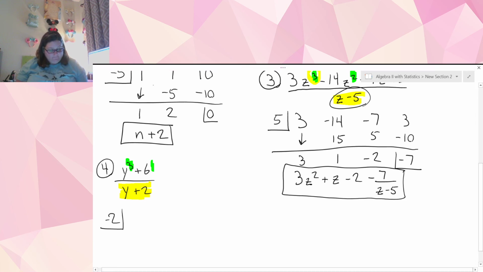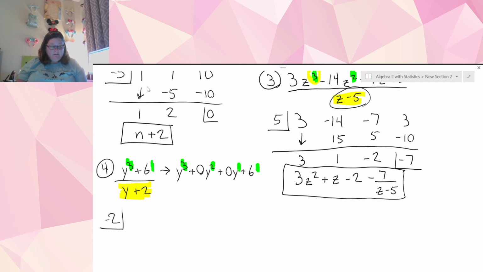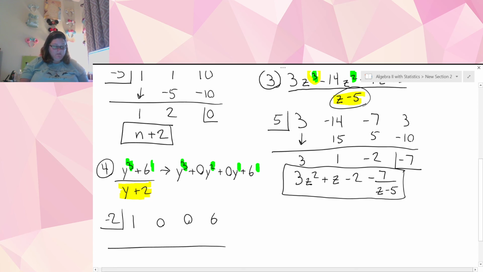So we're going to rewrite that. So I have y to the third plus, I don't have y to the second, so that means it's 0. So 0y to the second. I don't have 1, so that's 0y. And then I have 0, and that's plus 6. So now that my exponents go 3, 2, 1, 0, I'm going to write the numbers out front next to my box. So I have 1, 0, 0, 6. We leave a space and we draw a line.